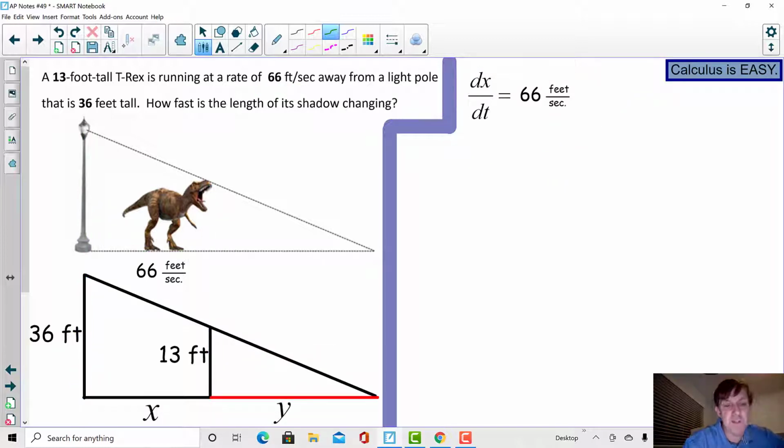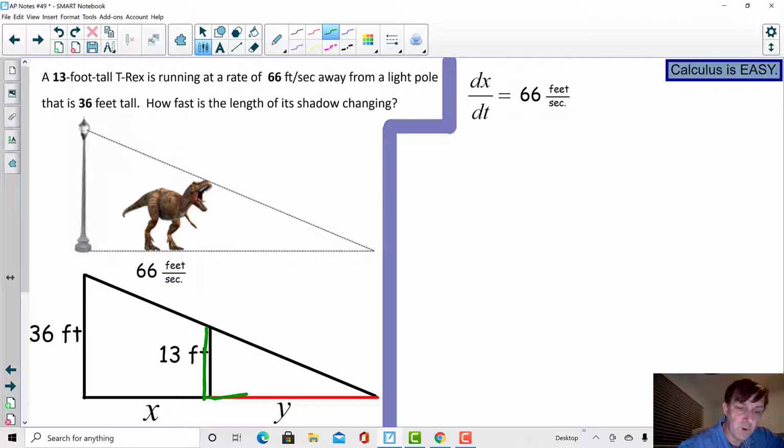So how fast is the length of the shadow changing? Well, that's just going to be y prime. Since y is the shadow, y prime would be the rate of change of y, and so that would be how fast y is changing. We're going to use geometry to set up an equation that relates x and y.